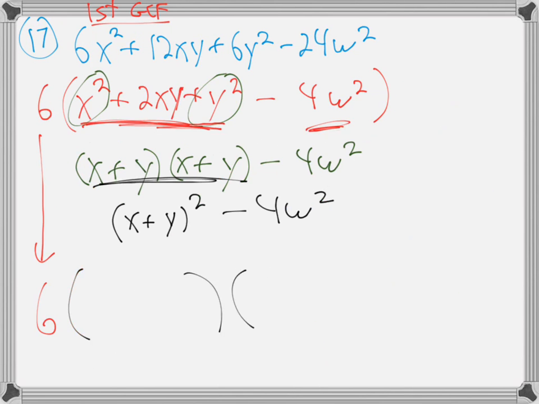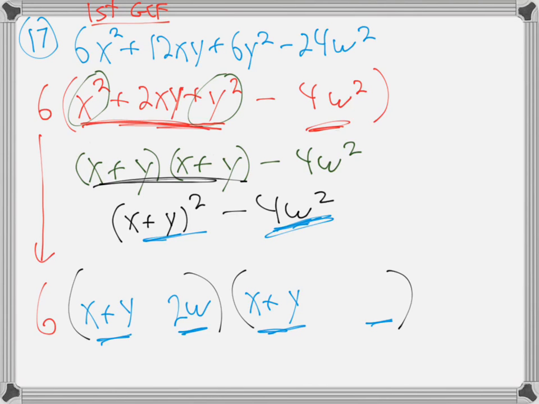I just put the 2 parentheses, and I put the x plus y, left and left, because that makes x plus y squared. And then right and right has to make the right. See how left times left makes left, and right times right makes right? Like that, right? What times what makes minus 4w squared? 2w and 2w, one positive, one negative, because positive times negative makes negative 4w squared.